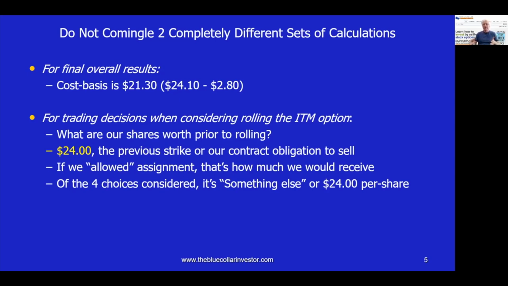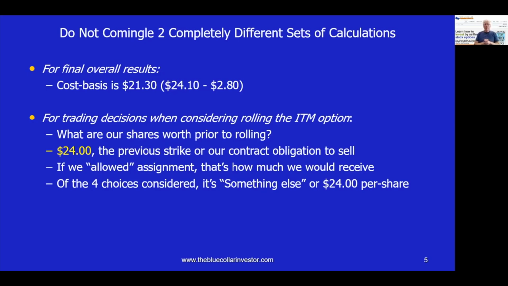We might be rolling it next month, but we might be closing it the following. So for final results, if we were closing both legs now, our cost basis would be 21.30, right? 24.10 was the price of the stock when purchased, minus the total of all the premiums collected, 280. So for final overall results, our cost basis would then be 21.30.